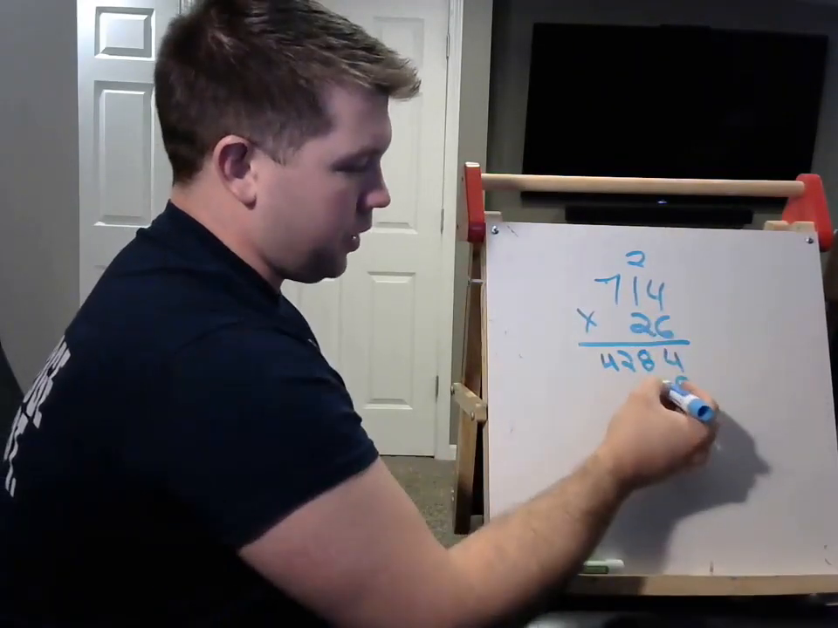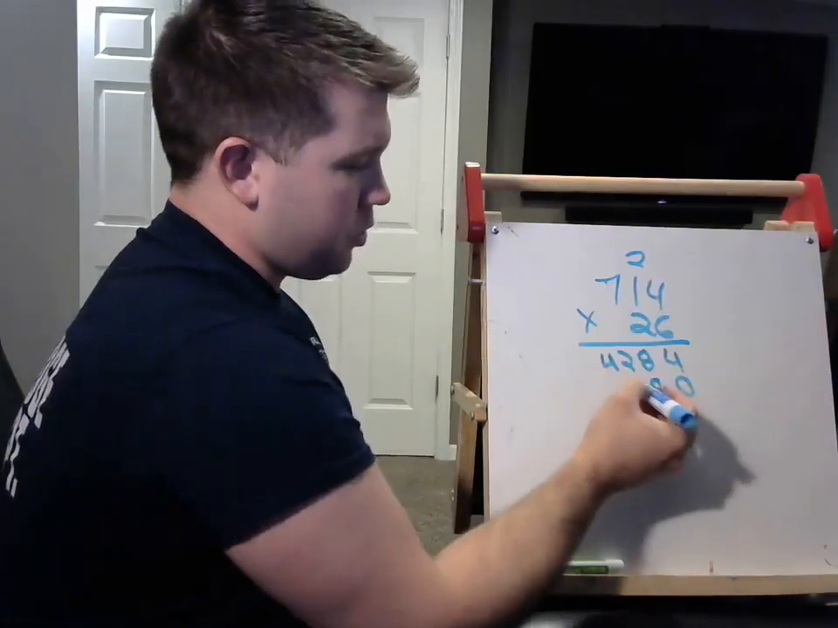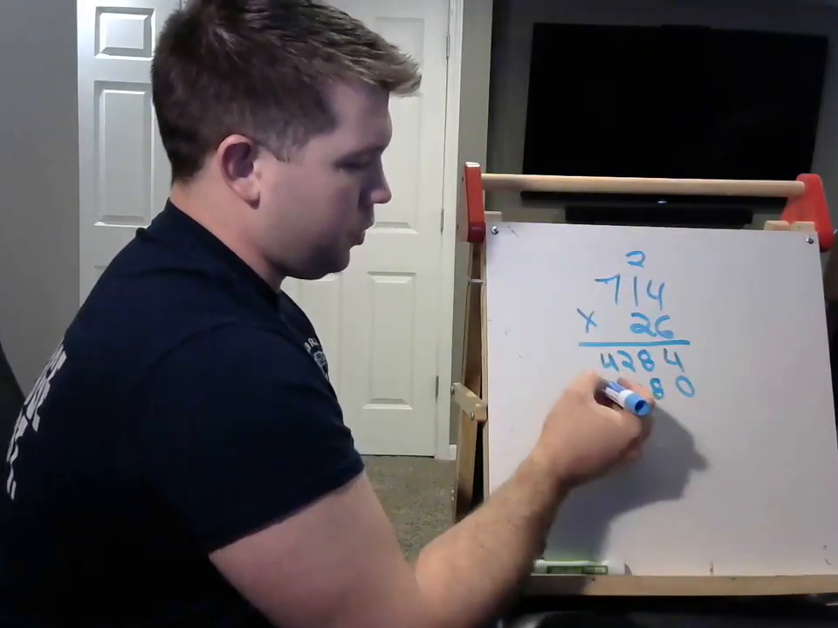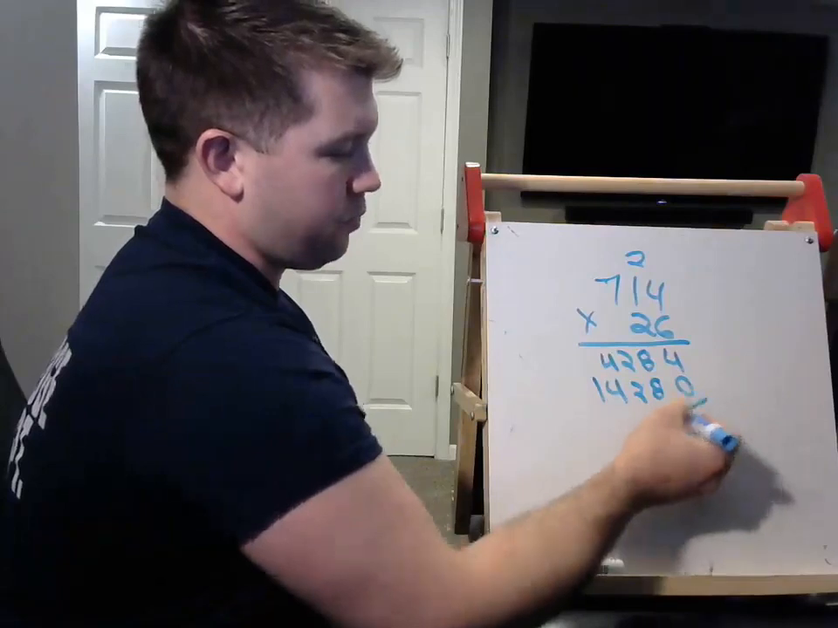Okay, 4 times 2 is 8. 1 times 2 is 2. 7 times 2 is 14. Okay, and now we add straight down.